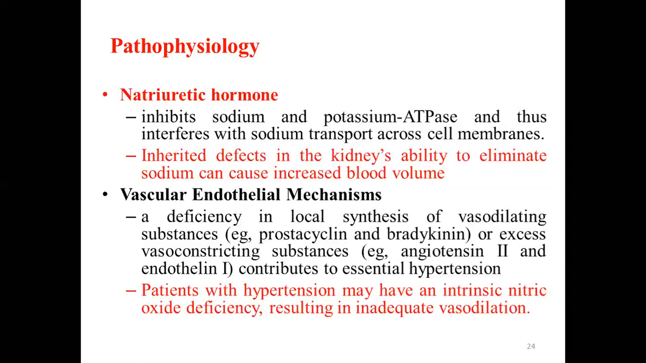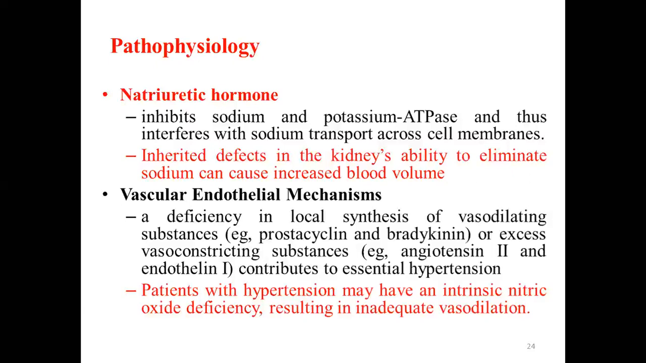So if there is an inherited defect in the kidney's ability to eliminate sodium, maybe as a result of a defect in the natriuretic hormone, the probability of having high blood pressure is very high. So we can say natriuretic hormone lowers blood volume, and this hormone is usually activated when someone has high blood volume, when the blood pressure is very high.